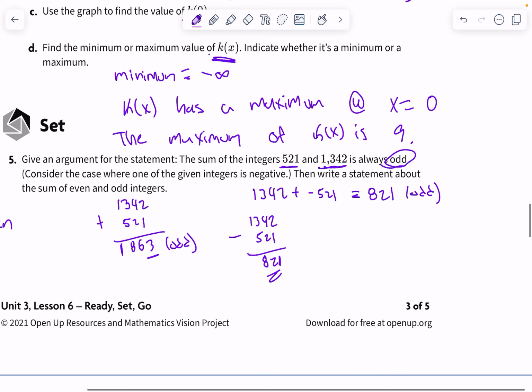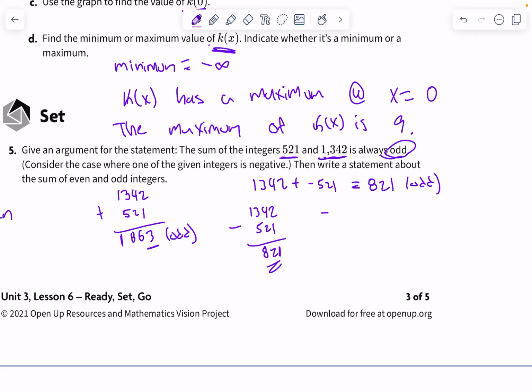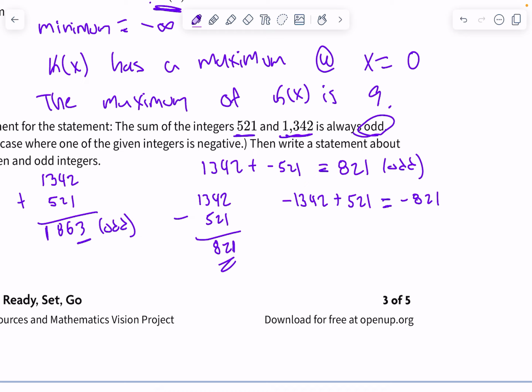Now let's think about the other case where 1342 is negative. So we have negative 1342 plus 521, which is equal to what? Think about that. It's going to be equal to negative 821, because it's the same concept. I'm taking away from the negative, so it becomes less negative, but it's still the same concept as negative 821. This is odd. Okay, so they're both odd.